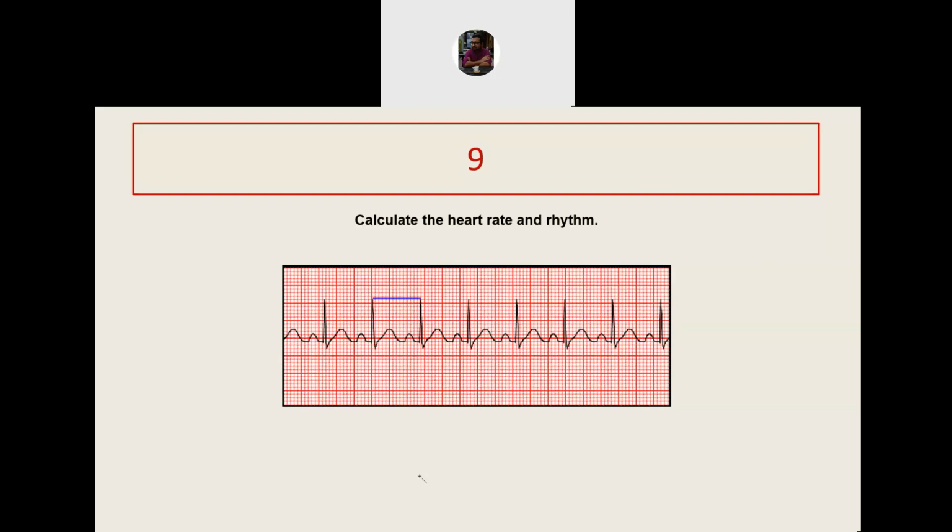Yes, it will come to something around 100 or slightly more than 100, because you have about 10 boxes, slightly less than 15, like 13 boxes. So if you divide 1500 by 13, you get something around 115. Yes. So the heart rate is around 115 per minute and it's regular. So this is an example of tachycardia.